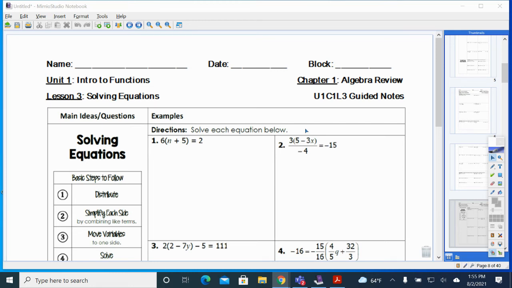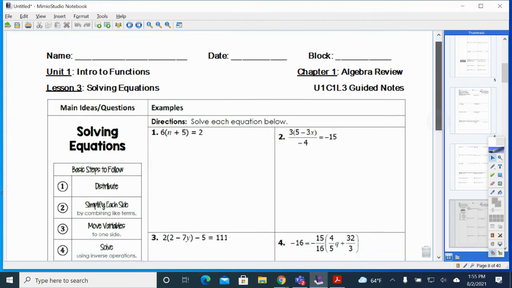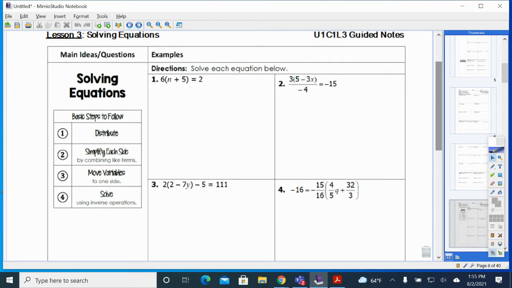This video is on Unit 1, Chapter 1, Lesson number 3. Lesson number 3 is on solving equations. On the guided notes page here, on the left, you can see that we have some steps to solving these equations. The basic steps to follow are outlined, and number 1 says to distribute.